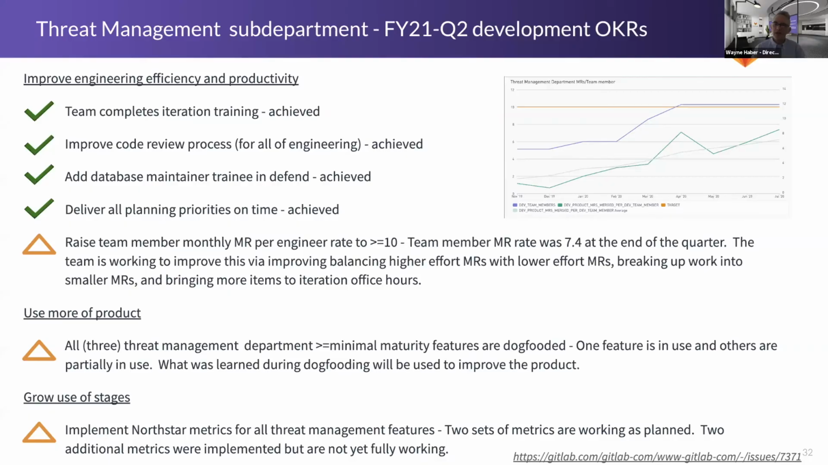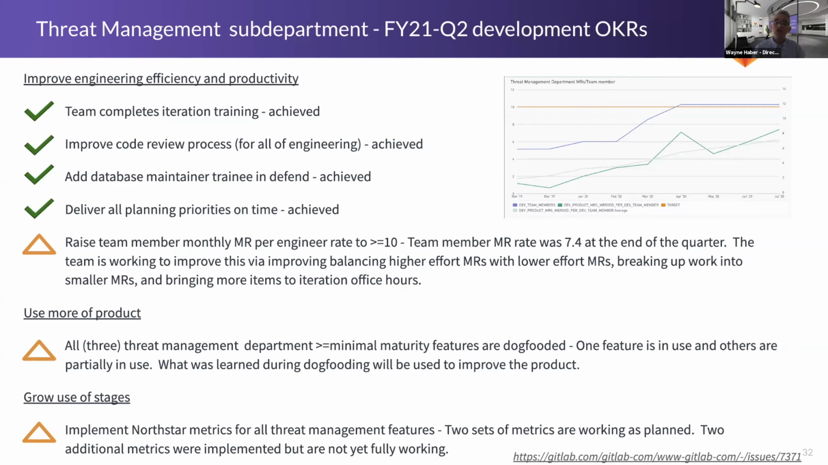So for the threat management subdepartment, number of things to celebrate, including the team completed iteration training. We improved the code review process for all of engineering, put in a number of MRs that were merged on that to improve it. Added a database maintainer trainer on the team, which we don't have enough database maintainers currently across GitLab, so that helps. And we also delivered all planning priorities on time.